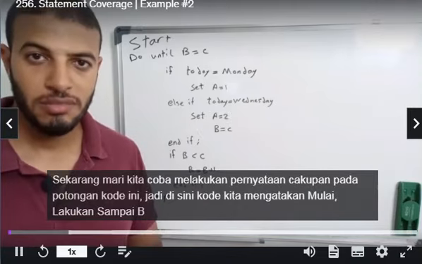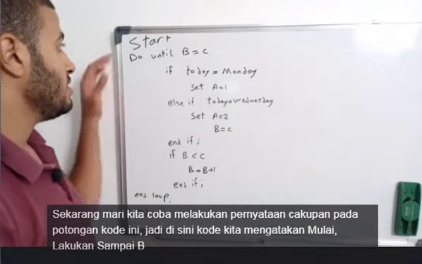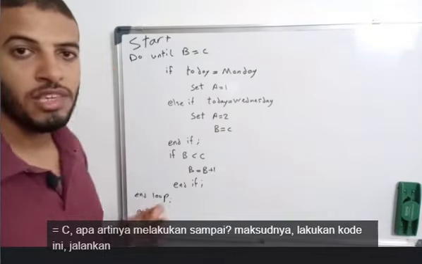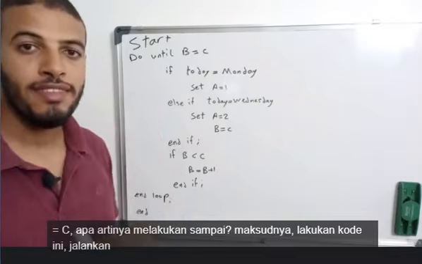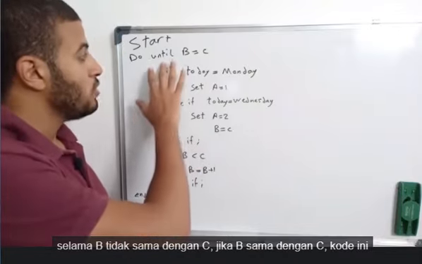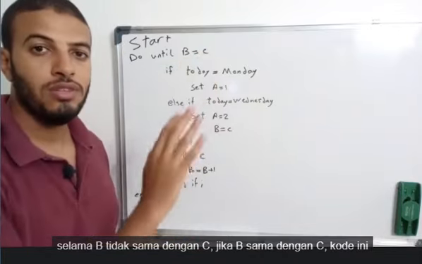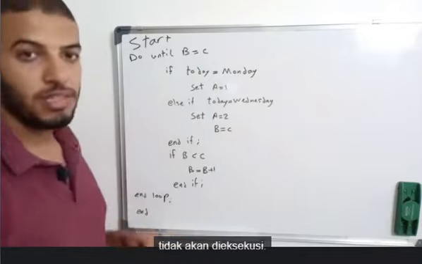Let's perform statement coverage on this piece of code. So here our code says start, do until b equals c. What is the meaning of do until? It means that we execute this code as long as b is not equal to c. If b is equal to c, this code will not be executed.